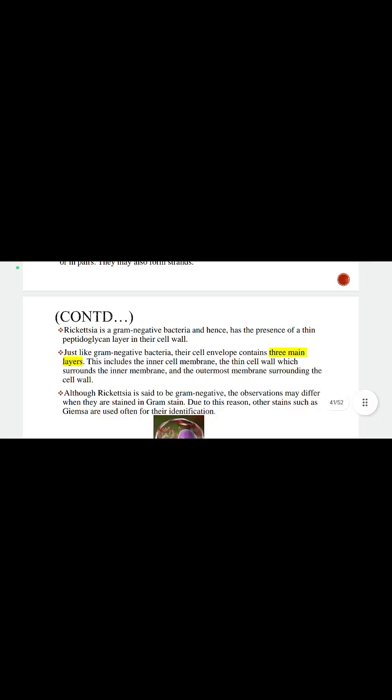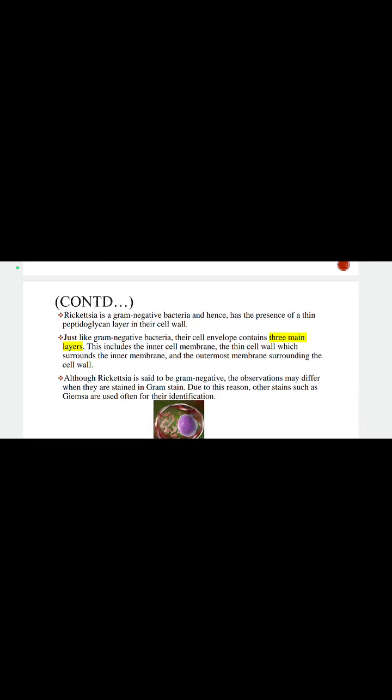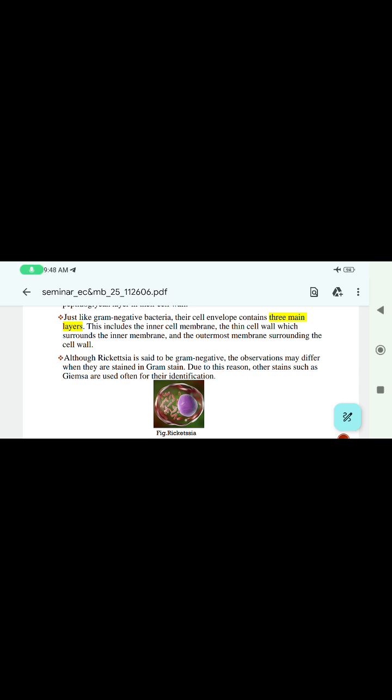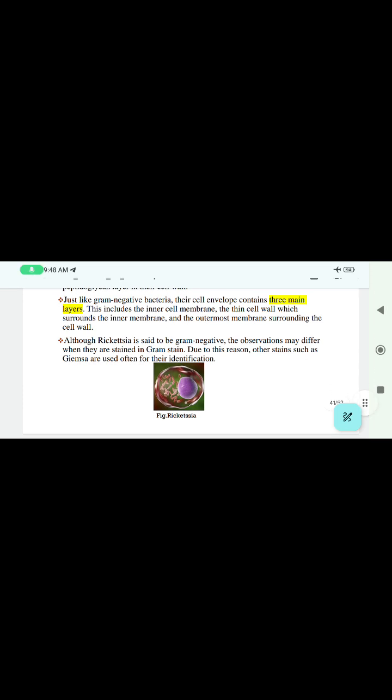When observed under a microscope, these species can appear singly or in pairs. They may also form strands. Rickettsia is a gram-negative bacteria and hence has a thin peptidoglycan layer in its cell wall. Just like gram-negative bacteria, the cell envelope contains three main layers: the inner cell membrane, the thin cell wall which surrounds the inner membrane, and the outermost membrane surrounding the cell wall. Although Rickettsia is said to be gram-negative, the observation may differ when stained in the gram stain. For this reason, other stains such as Giemsa are often used for their identification.